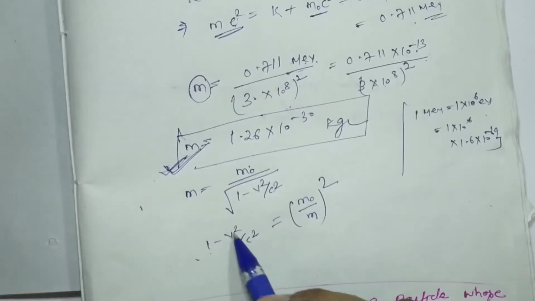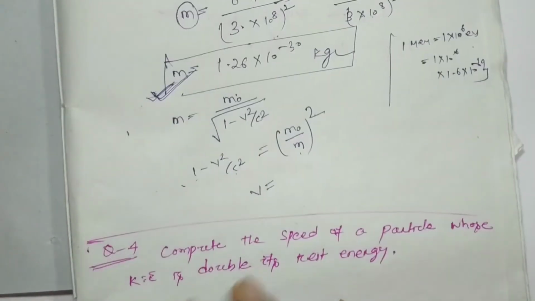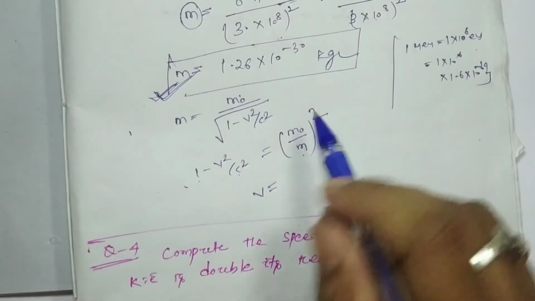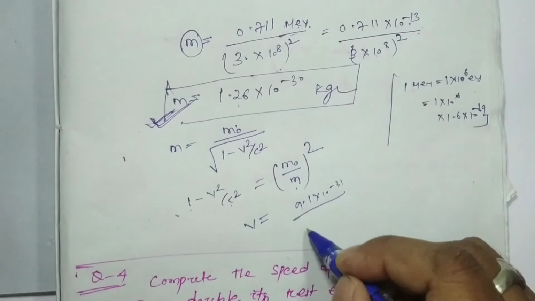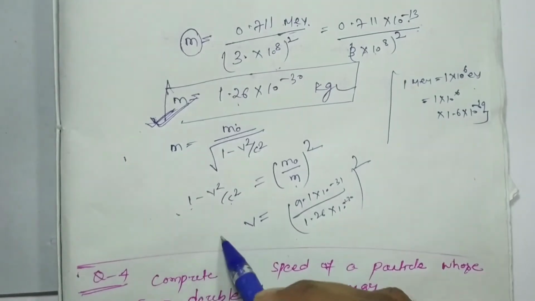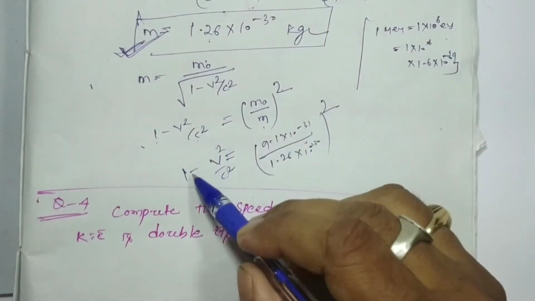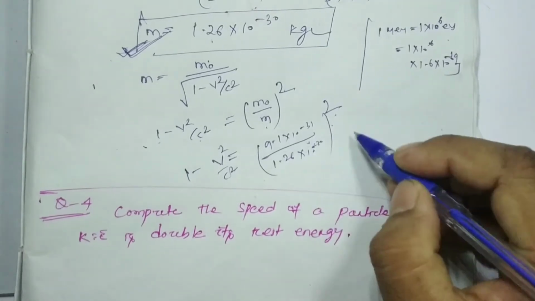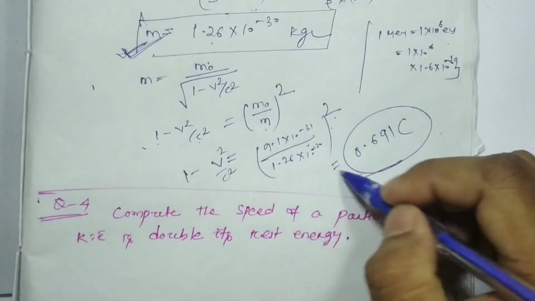So 1 minus v square by c square will be m0 by m square. From here you can find v. M0 you already have: m0 is 9.1 into 10 to the minus 31, and m you found in 10 to the minus 30, squared. This is 1 minus v square by c square. So v square by c square will be 1 minus this much, then v will be c multiplied and root over. After calculation you find 0.691 c. Okay.